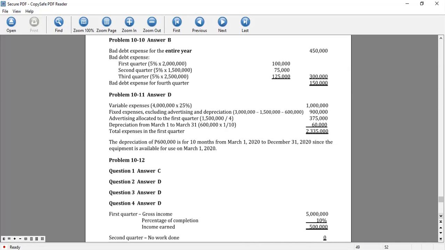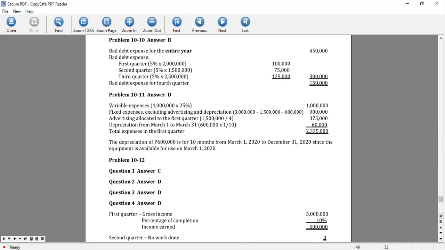Expenses in the first quarter totaled 4 million, of which 25% was variable. The fixed expenses included television advertising expense of 1.5 million, representing airtime to be incurred evenly during 2020, and depreciation expense of 600,000 for 2020 for an equipment that was available for use on March 1, 2020.